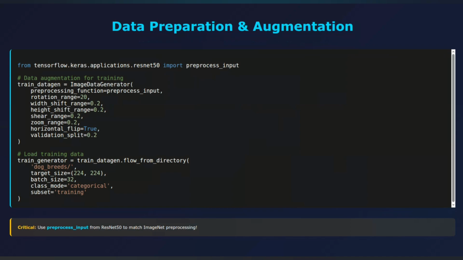One crucial detail: we use the preprocess_input function from ResNet50. This normalizes our images the exact same way the ImageNet images were normalized during pre-training. Matching this pre-processing is essential. We split our data, 80% for training and 20% for validation. This helps us monitor if the model is overfitting.